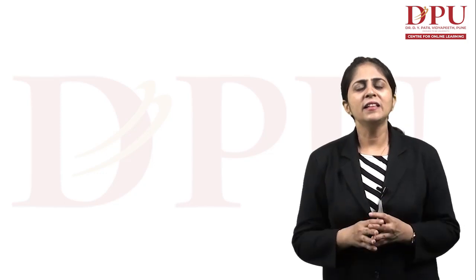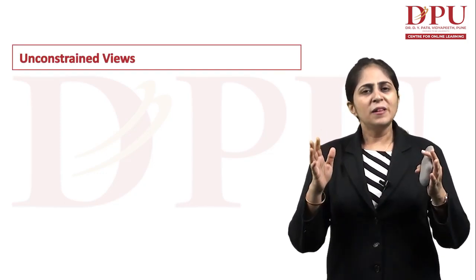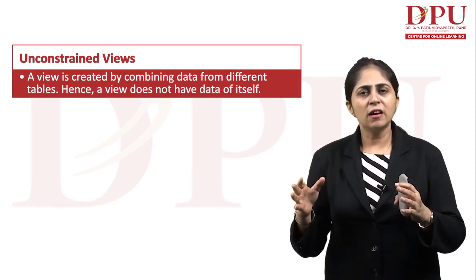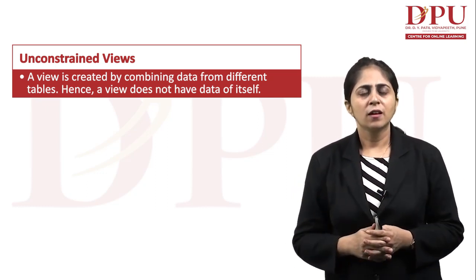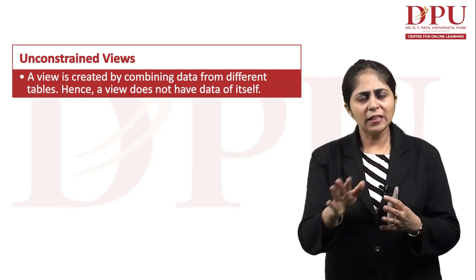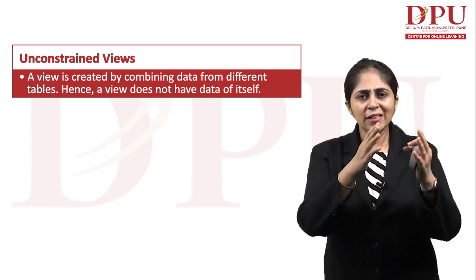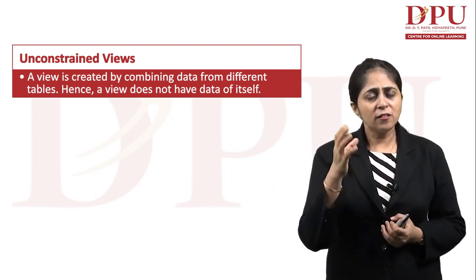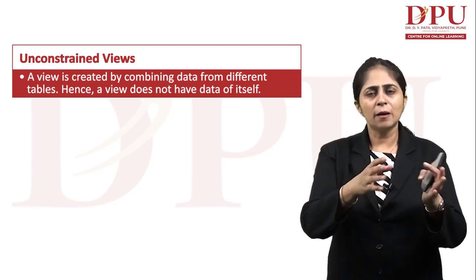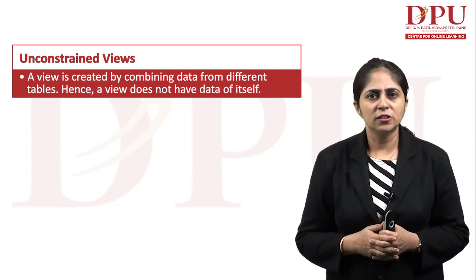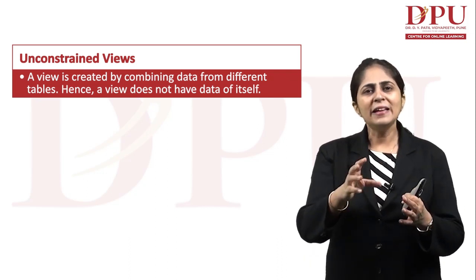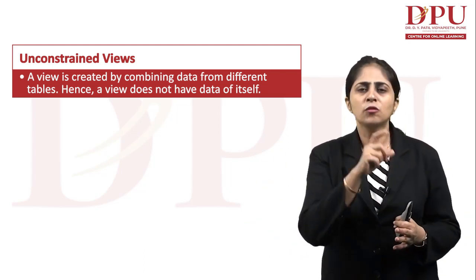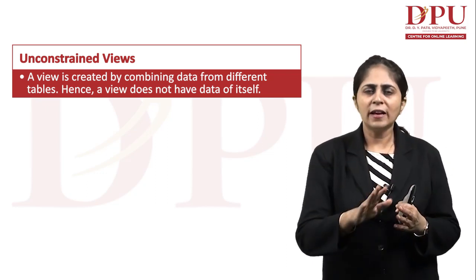Now, understanding the term unconstrained view. Basically, talking about what a view is. A view is created by combining the data from different tables. Hence, a view does not have data of its own. What happens is, we have a number of tables in which our data is stored. At some point of time, we want to view our data by combining the data from various tables. So a view is created by combining the data from these different tables. A view does not have its own data.